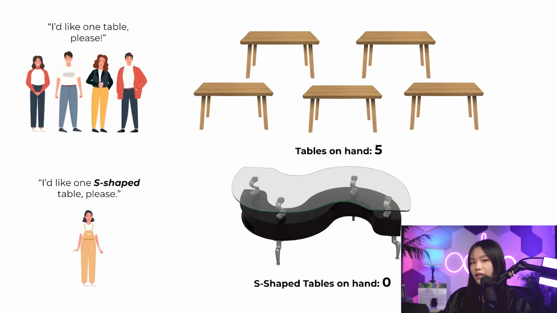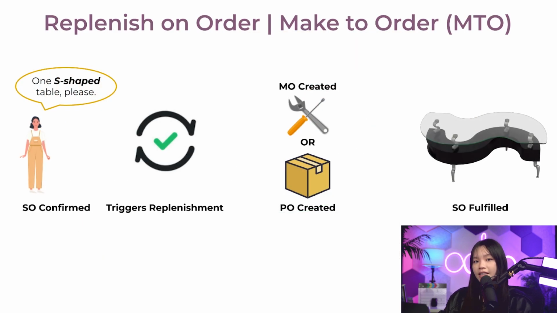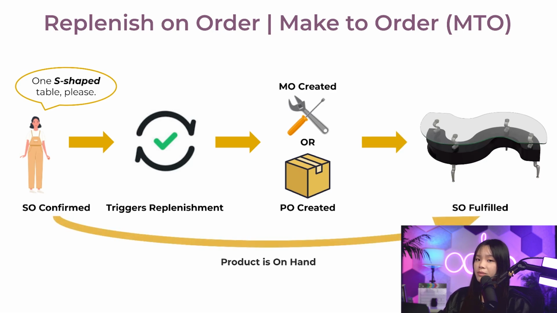She's one of the cool ones. However, that particular item isn't exactly flying off the shelves, so we don't actually keep them on hand in our warehouse. For products like this, we've enabled a route called Replenish on Order or Make to Order. That means when Cool Margot's order is confirmed, Odoo triggers a replenishment order to source the product. That can take shape as either a manufacturing order or a purchase order, depending on how you set up that product's form. Once the product is available, you can fulfill the customer's order, and it's worth noting that the replenishment occurs even if there is enough stock on hand.